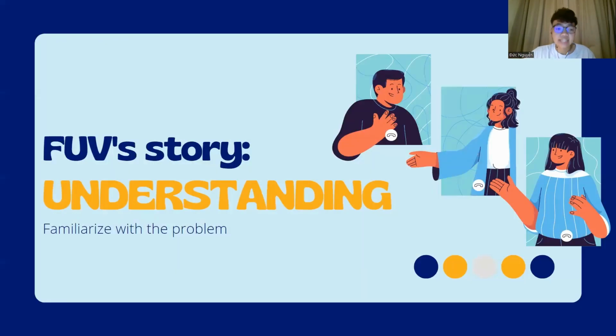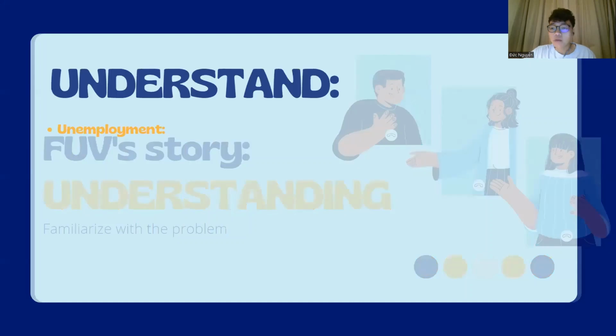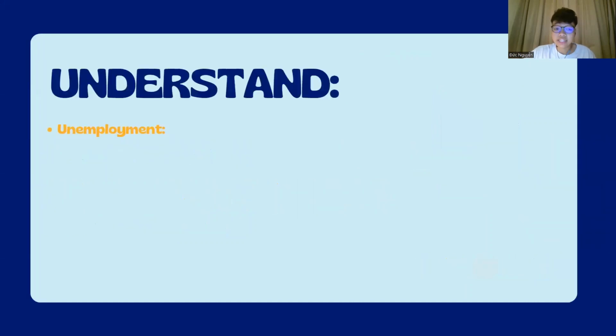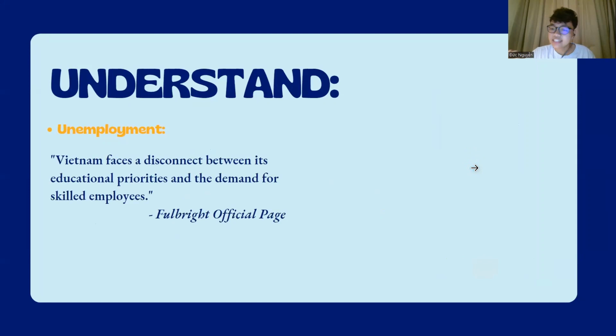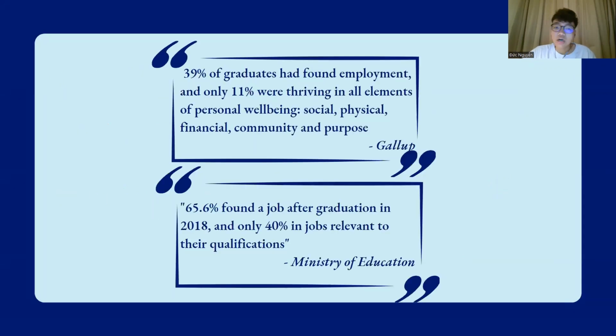So now, having recognized the problems, the founding team moved on to really understand the problem that they were trying to solve. The first problem they want to solve with the university is unemployment, or this disconnect between Vietnamese educational priorities and the demand for skilled employees. They believe that students emerging from the traditional public education system cannot think for themselves. They have good transcripts but cannot survive in real life, to quote the president of the university. And their research supported this.